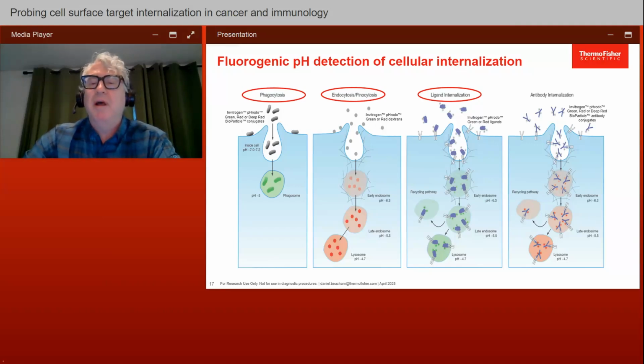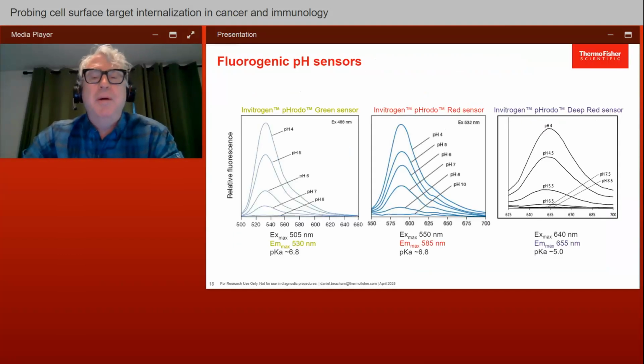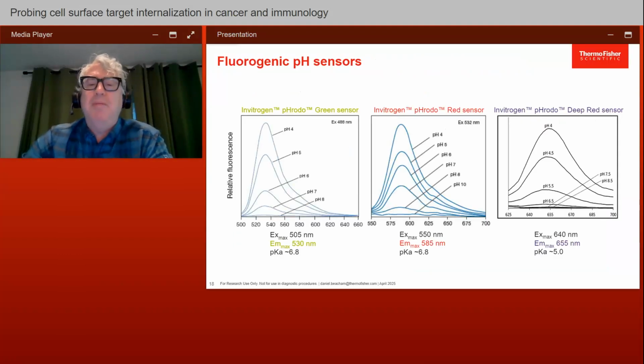is either cell surface target binding by ligand and its triggers of internalization, or as I show over here, antibody internalization. And so we have a panel of dyes to do this, and I just want to call out a couple of highlights of them. First, these are dyes that are quite unique to this purpose.